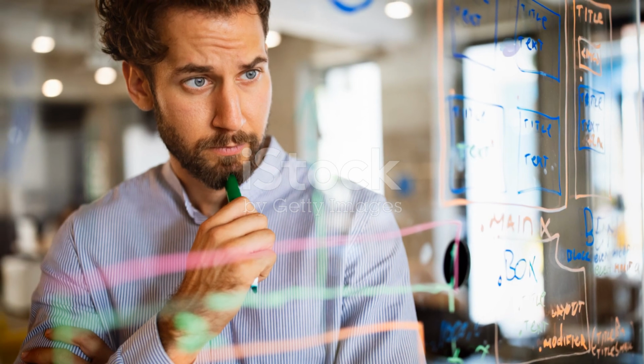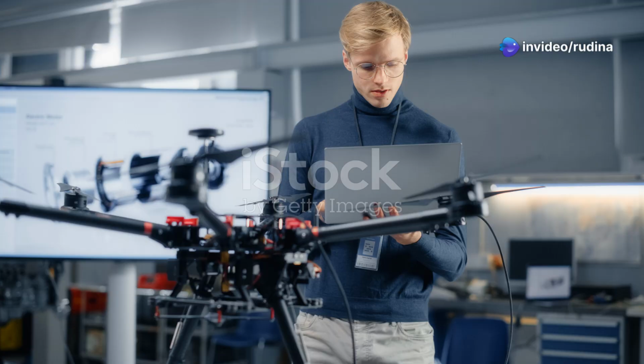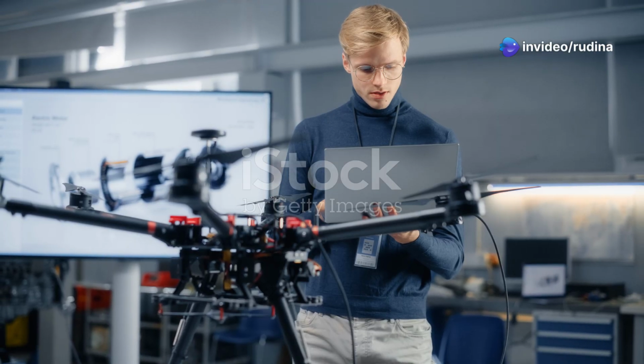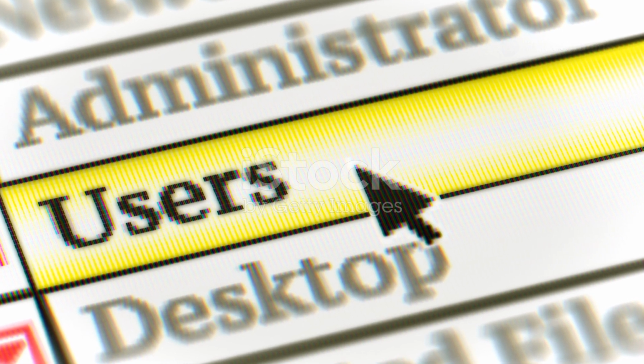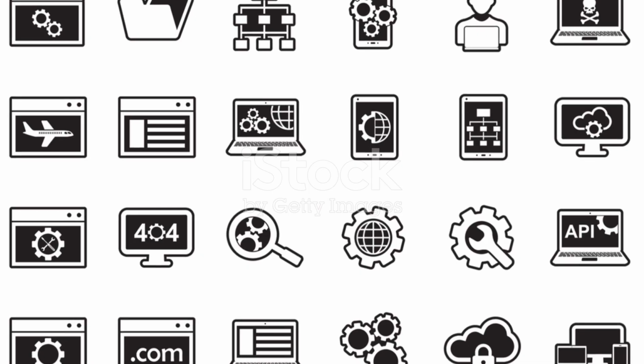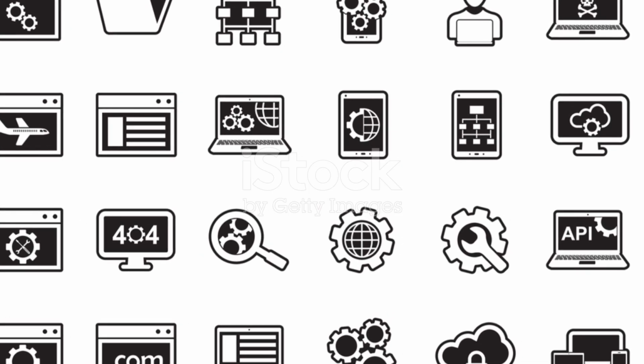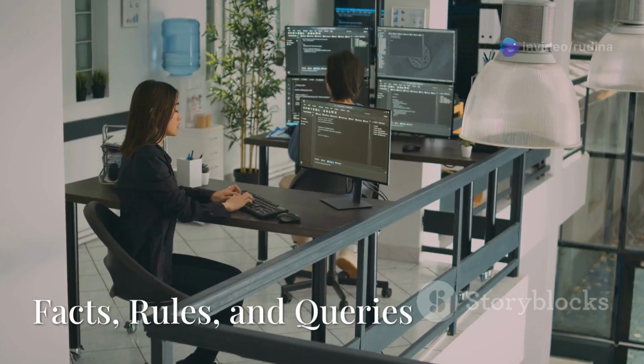SWI Prolog also comes with a built-in editor called PCMax. PCMax provides a convenient environment for writing and editing Prolog programs. You can find PCMax in the SWI Prolog installation directory. It offers syntax highlighting and other helpful features for Prolog development.